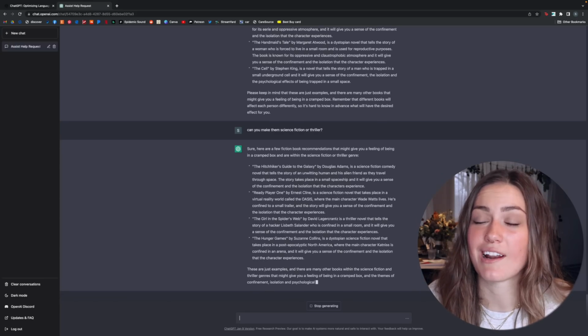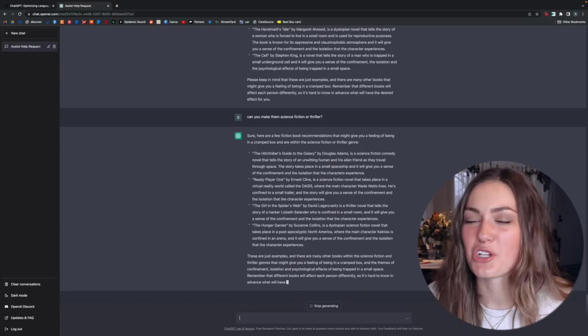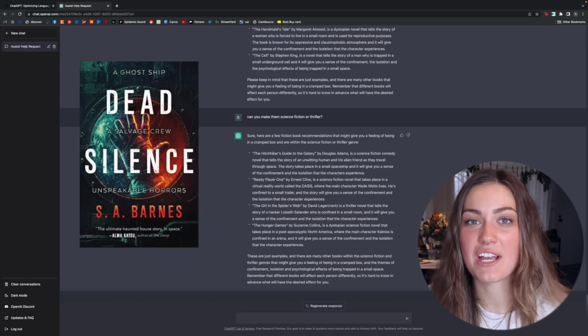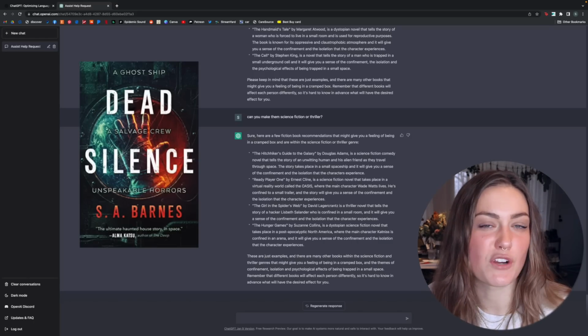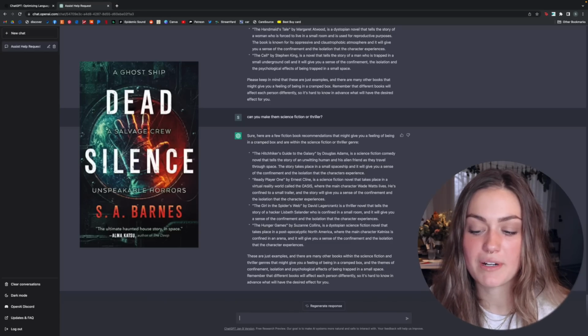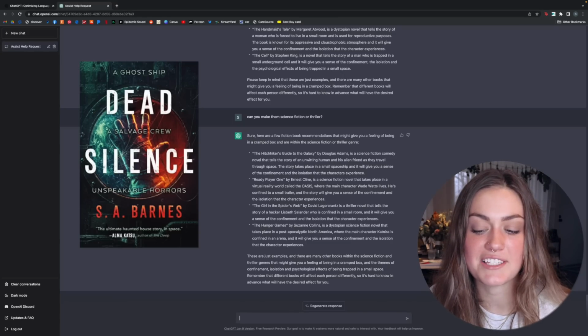A couple books that I might recommend to give you some more relevant ones, perhaps, just to further the recommendations, are Dead Silence by S.A. Barnes. I've heard that this one is very claustrophobia inducing, and it is a science fiction horror novel in which a woman and her crew board a decades-lost luxury cruiser and find the wreckage of a nightmare that hasn't yet ended.